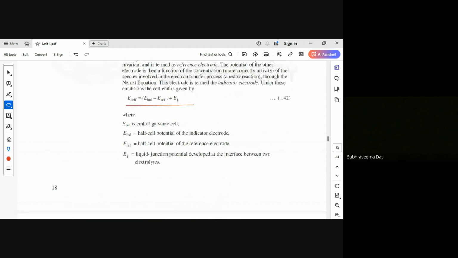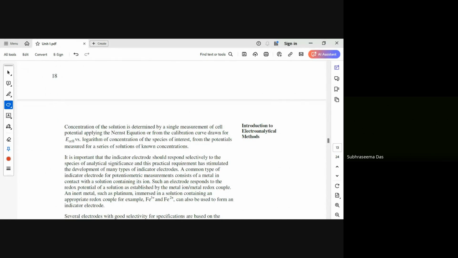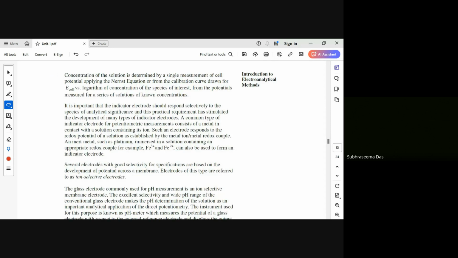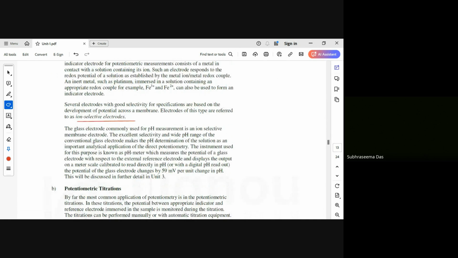However, one thing that needs to be considered here is the EJ, the liquid junction potential. It has to be minimal. A minimal liquid junction potential gives a very good value. Now, electrodes that employ this type of direct potentiometry are called ion selective electrodes. They are mostly used. The glass electrode that is used for pH measurement is an example of an ion selective electrode. These ion selective electrodes are commonly used, and this part will be discussed in the next unit.